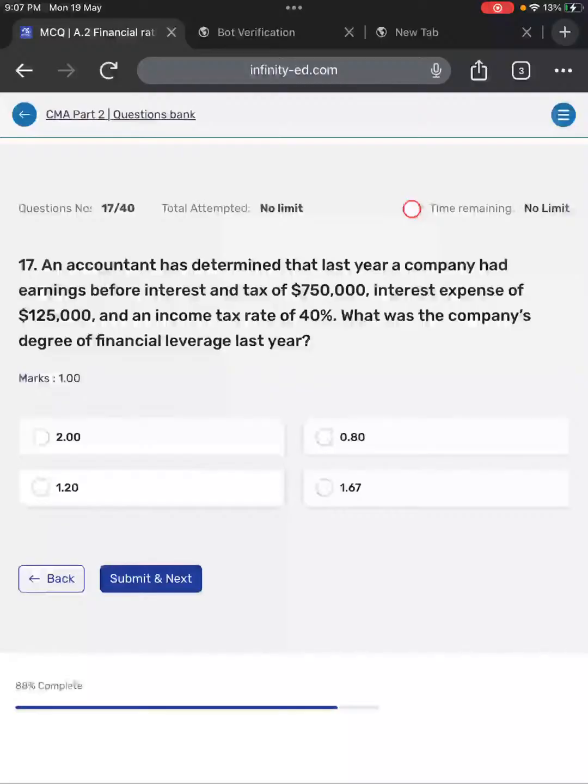We already have calculated this formula too many times. Simple formula and simple question. There is no hard and fast rule. EBIT already given 7,50,000. Interest reduced 1,25,000. 7,50,000 minus 1,25,000 comes to 6,25,000. Okay, 7,50,000 divided by 6,25,000 comes to 1.2. 1.2, simple.